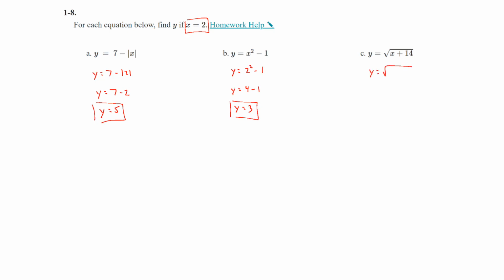And on C, you have the square root of 2 plus 14. That's the square root of 16. What number times itself gives you 16, and that would be y equals 4. Once again, it's the square root of 16, so we just want the positive number for that, which is 4. So that is it for the first lesson of Chapter 1 on functions, homework questions 4 through 8.